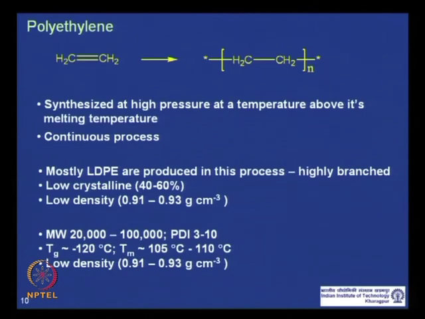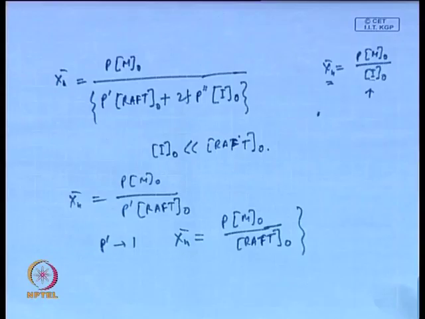So that is why the high pressure is used in this case. As I said, you have to keep your reaction temperature above the melting temperature, so that the polymers have mobility and can undergo further propagation reaction. So this reaction is done above the melting temperature. It's a continuous process.